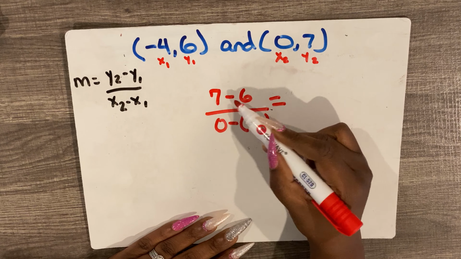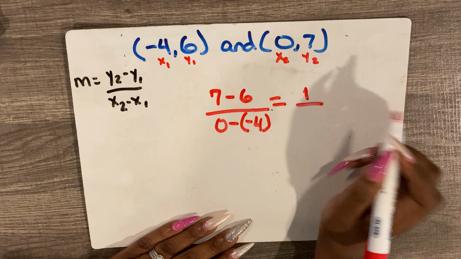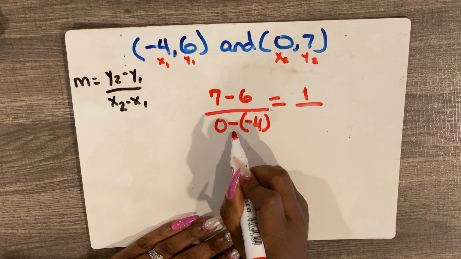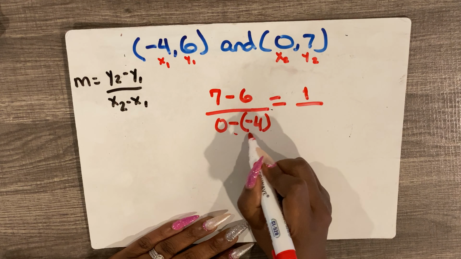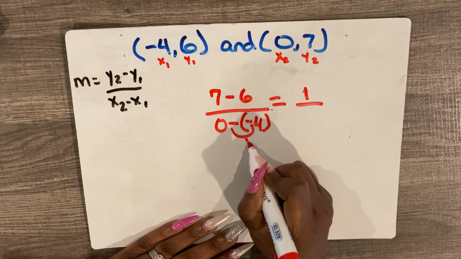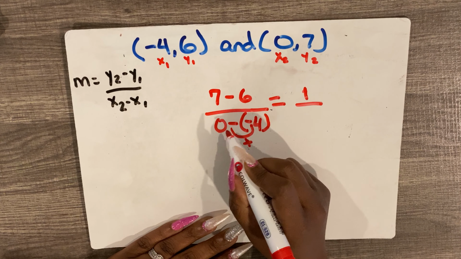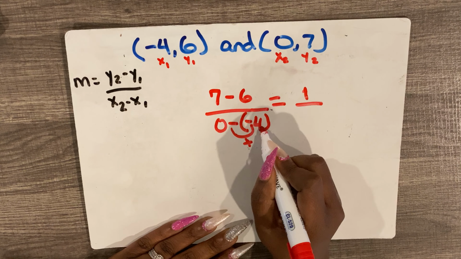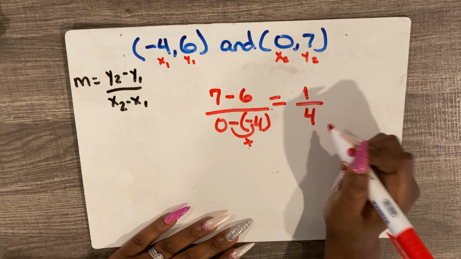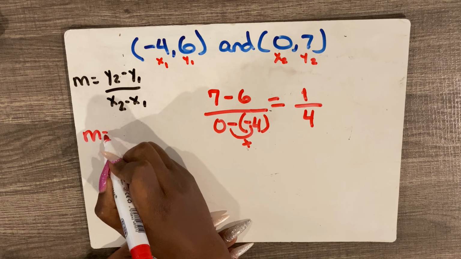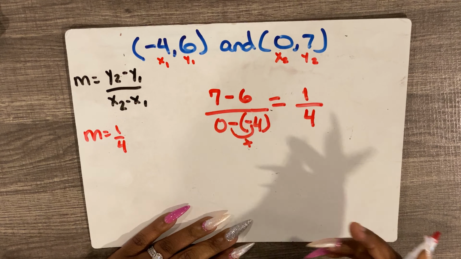So I have 7 minus 6, which is 1. And we have 0 minus a negative 4. Remember, this times this is going to give you a positive. So what you're saying is 0 plus 4 is just 4. So now I know that my slope is 1/4.